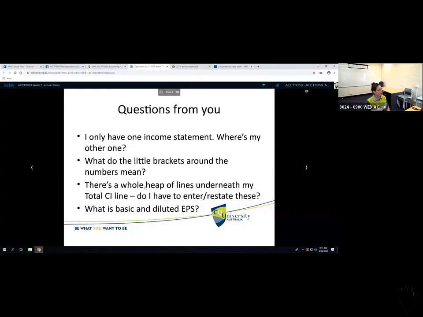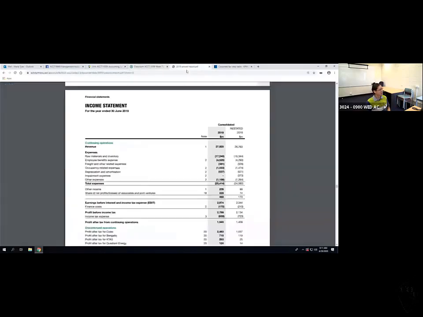Okay, there's a whole heap of lines underneath my total CI line. Do I have to enter or restate these? So if I marked your assignment 1, students normally enter a whole heap of lines underneath the total CI line, despite the fact that in my tutorial video, I say that you don't need to enter them. For some reason, students still enter them. I would have given you feedback in assignment 1 saying you can get rid of all the lines under row 121 or whatever it was. So I'm talking about these lines.